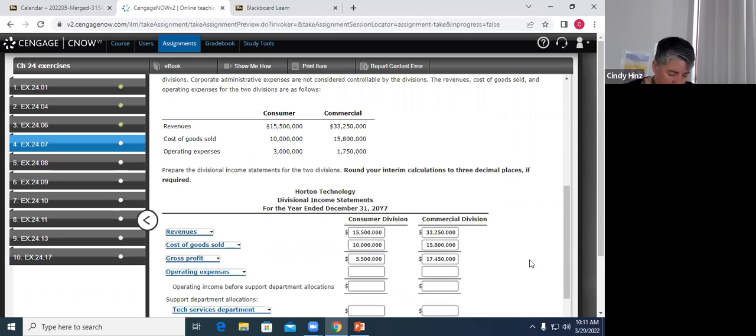You hear me call that more regularly gross margin. This book, for whatever reason, really likes that term gross profit. I don't really care for that when we're talking about the company as a whole like this. We normally use that term gross profit when we're talking about an individual product. And then we have our operating expenses given.